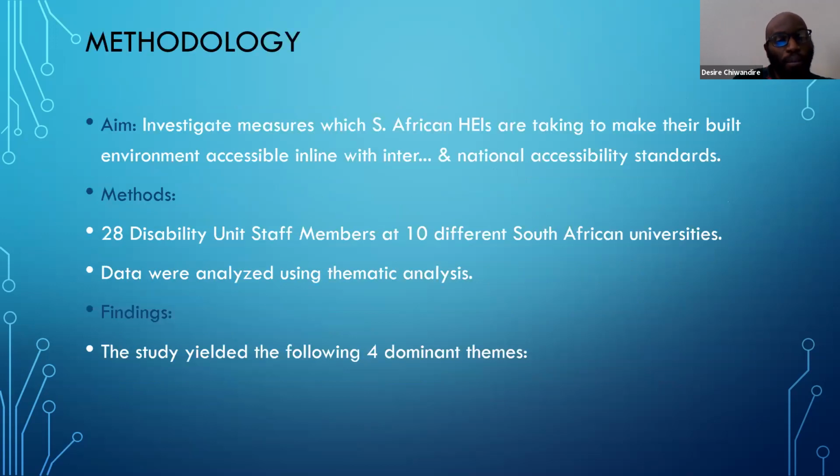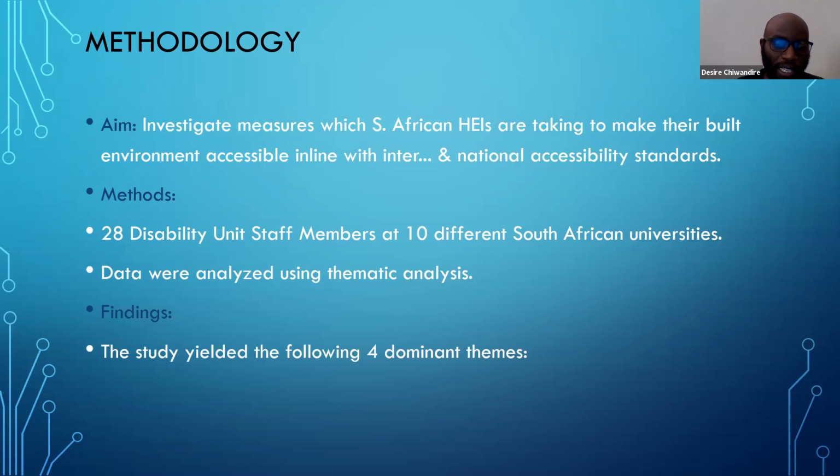So my doctoral study helped me to answer some of these questions through the interviews that I conducted. One aspect of my doctoral study, for purposes of the interviews that I've analyzed, was investigating measures that South African universities are taking to make their built environment accessible in line with international and national accessibility standards. I conducted 28 interviews with disability unit staff members at 10 different universities, including Wits, UP, as well as UJ. I'm only focusing on Gauteng since this presentation is at Wits. Then I analyzed the data using thematic analysis, and the study yielded four dominant findings.